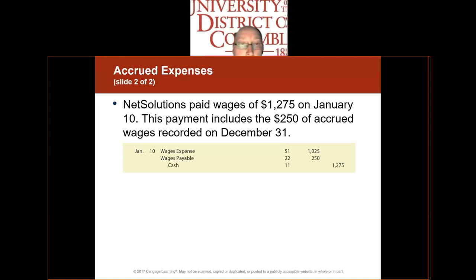Now, January 10th, the following month, we paid $1,275. The payment includes that $250 that we accrued back in December for those 2 days. So here's how it looks. I debit wages expense $1,025, and I debit my wages payable $250. The reason I debit my wages payable $250 is because last month I credited wages payable $250 to represent those 2 days that I owed my employees. Now I need to reduce my payable account, so I debit my payable account by that same amount. And I credit my cash, $1,275, to reduce my cash.